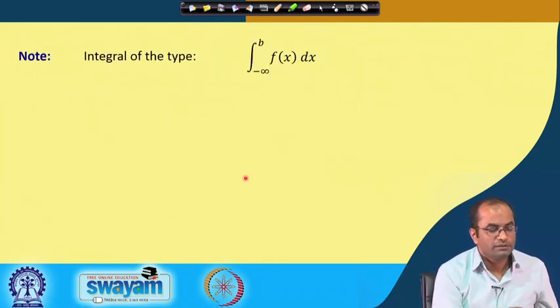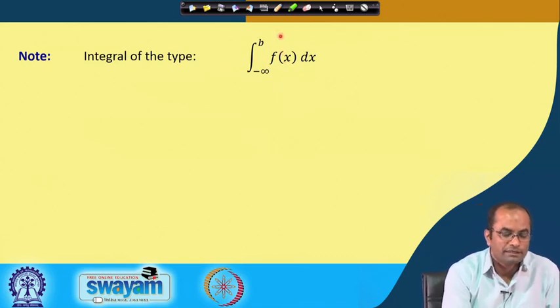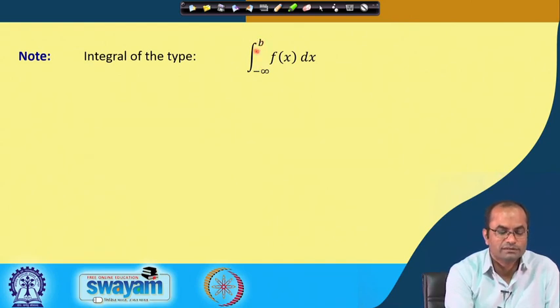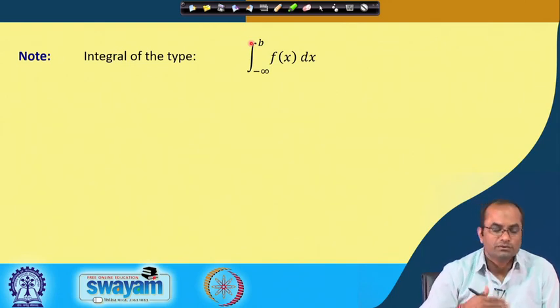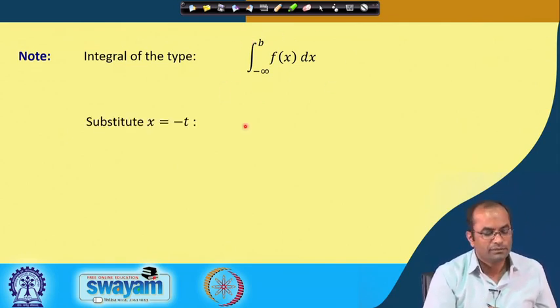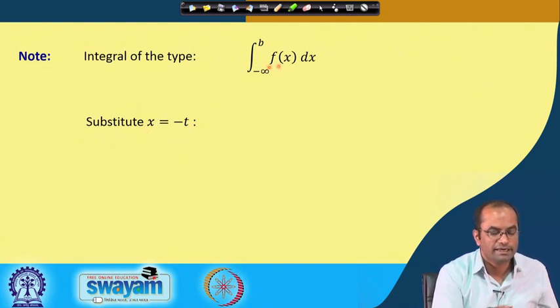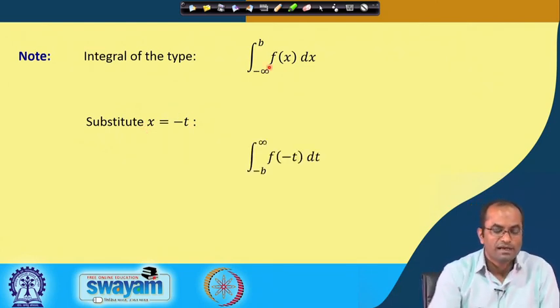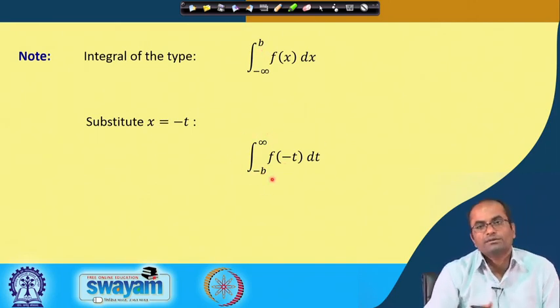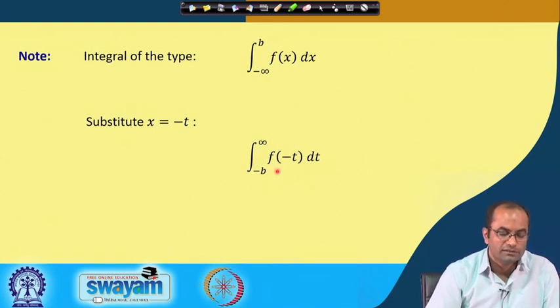So, now just a note here that this type of integral, minus infinity to b of f(x) dx, we are not normally discussing here. We are just discussing the integrals where we have infinity in place of this b. So, this a to infinity type of integral we are discussing, but this we can also easily deal with, because we can substitute, for example, x is equal to minus t, and then this integral will be just minus b to infinity.